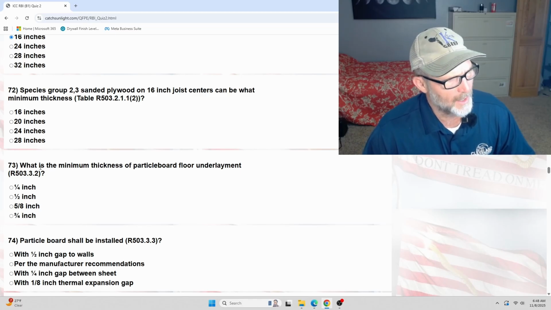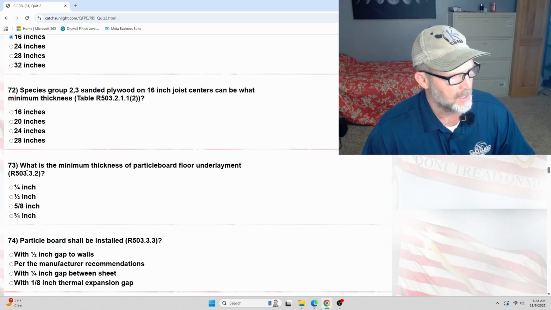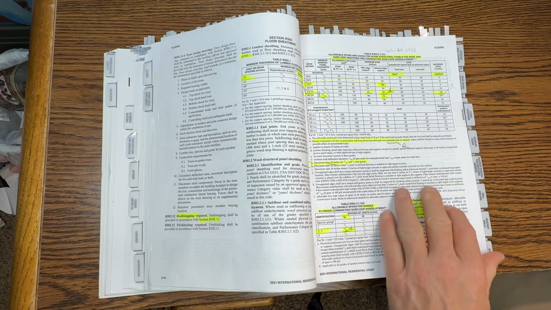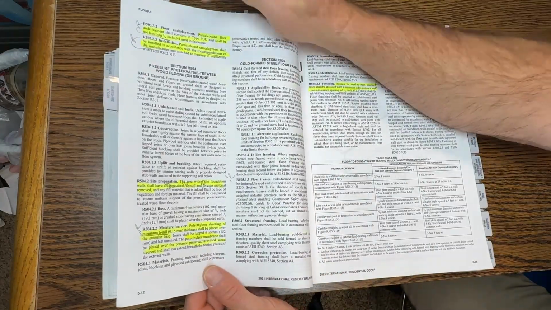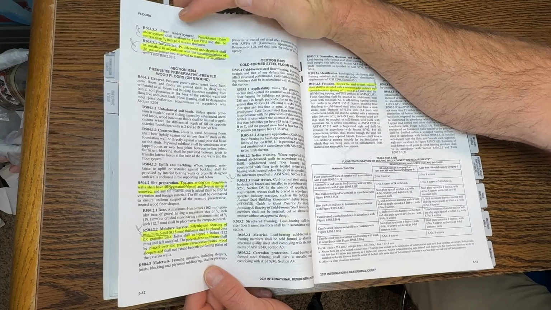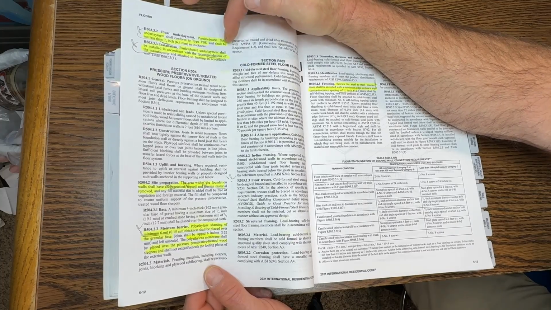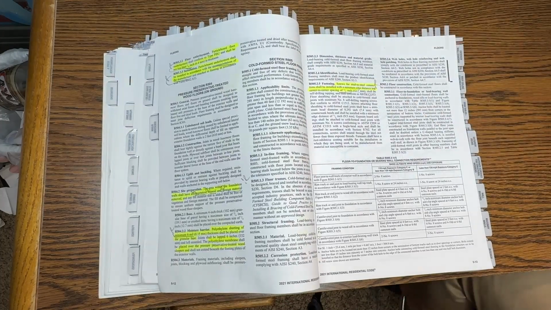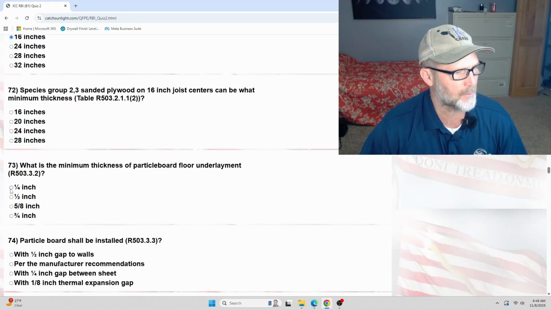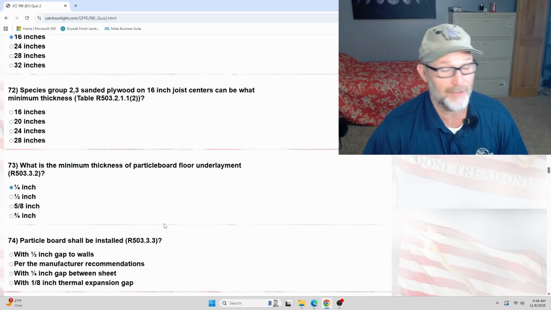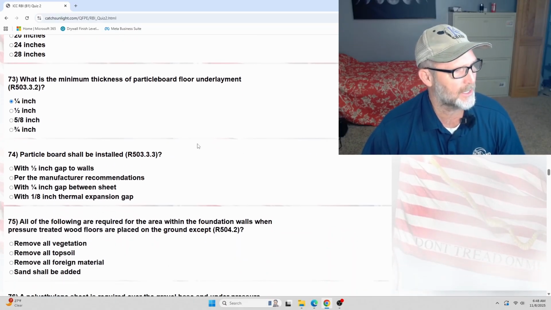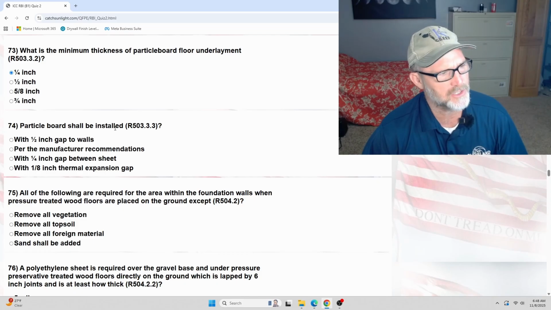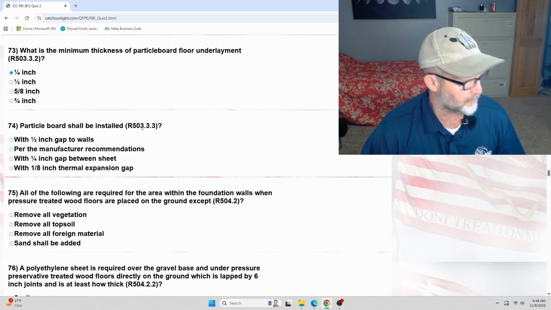All right, 73. What is the minimum thickness of particle floor underlayment? The minimum thickness. R503.3.2, right over here. Floor underlayment. Particle floor underlayment shall conform to that and shall be not less than 1/4 inch in thickness. Now that really surprises me. The reality is, I've never worked with 1/4 inch particle board before. I don't know if you have, but it allows it. So anyway, let's go to 74. Particle board shall be installed, R503.3.3.